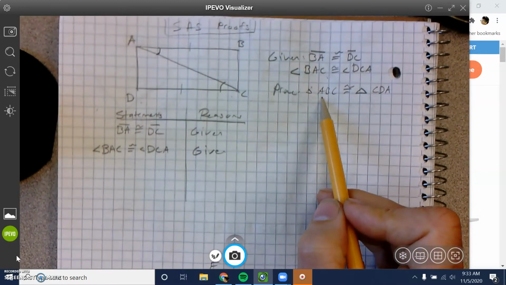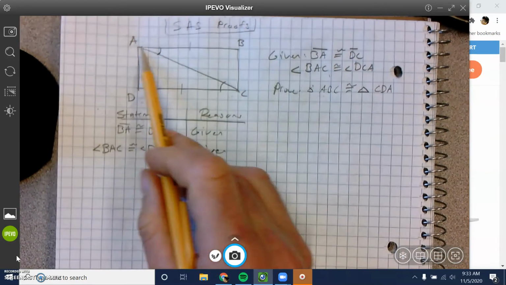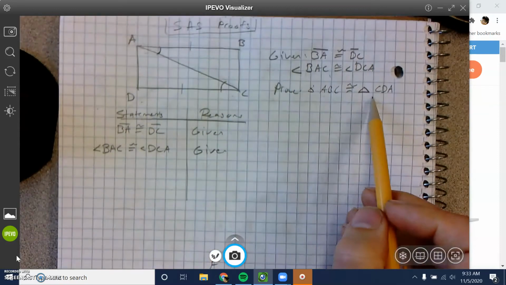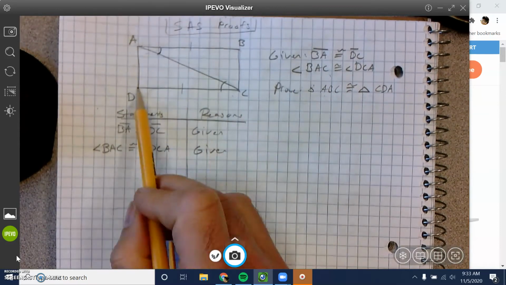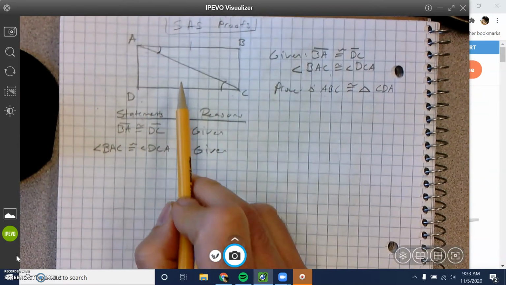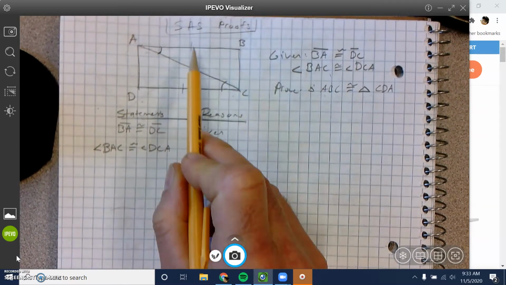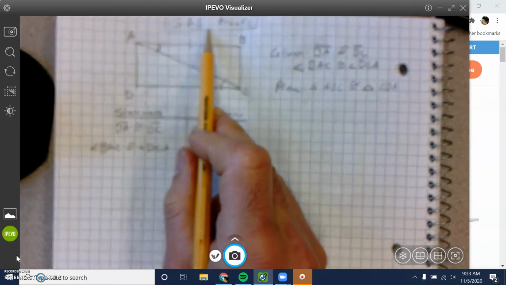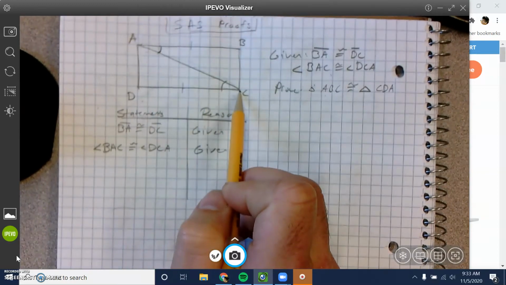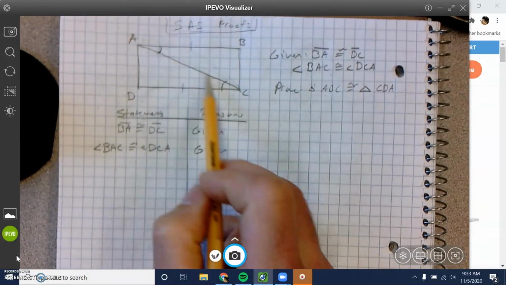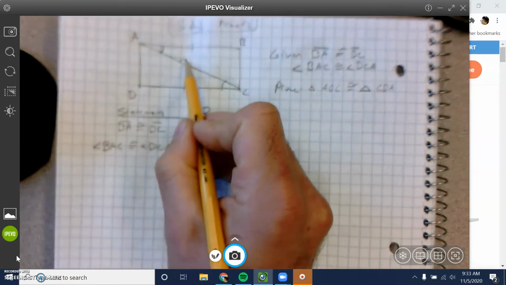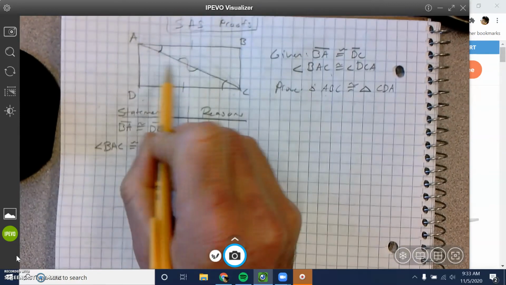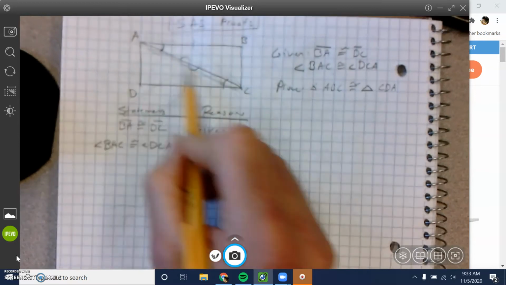So now we have to prove, eyes on the prize always. ABC, this triangle here, is congruent to triangle CDA. So we have a side and an angle in both of these. So we have a side, angle, so we need another side. So I'm looking at this, I need another side. Can I get another side? Yeah, by the reflexive property, because AC is shared between these two.